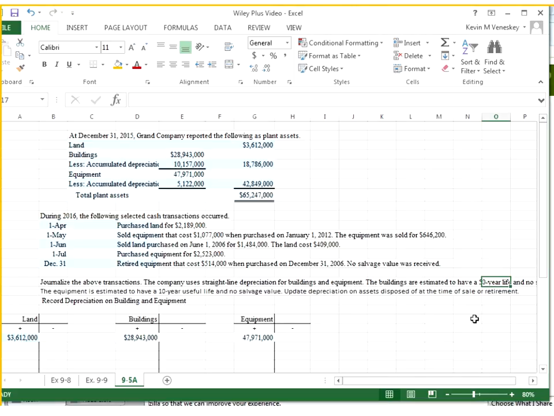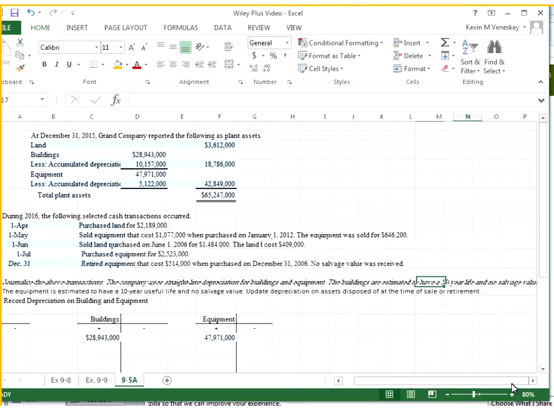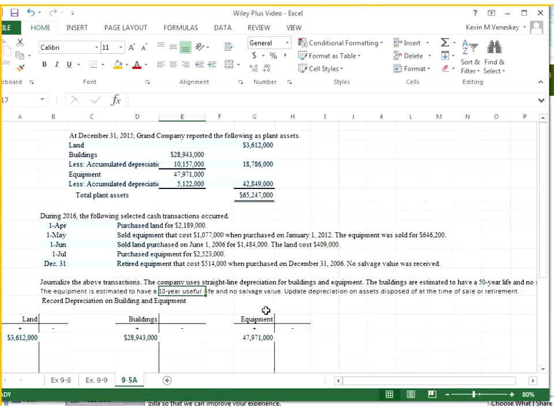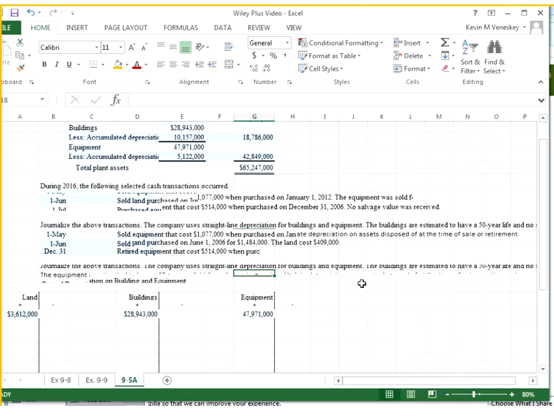The last thing that we need to know is the useful lives of the items that we do have currently. The building has a useful life of 50 years, no salvage value. And the equipment has a useful life of 10 years, with, again, no salvage value. We're going to record everything as though cash was received.